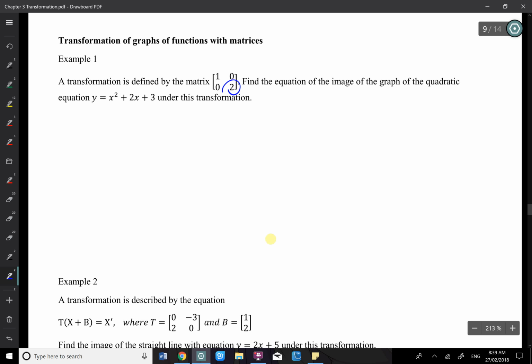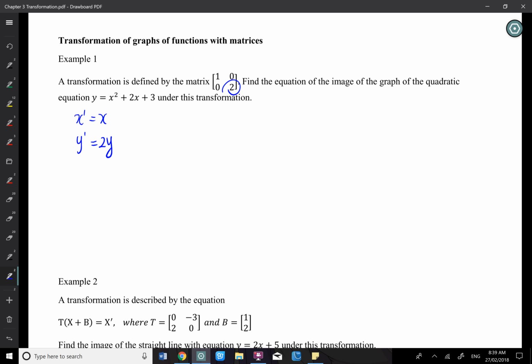You can directly write out x dash equals x and y dash equals 2y, because there's a dilation from the y-axis. Or if you can't see it, that's alright, you can't remember all the matrices. If there's a complex one, for example with 4 numbers in the matrix, like a combination matrix, you can't directly write out what that means.